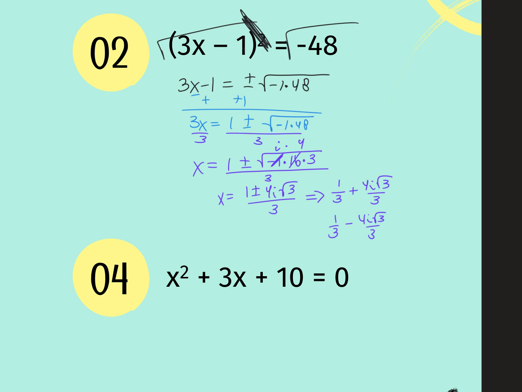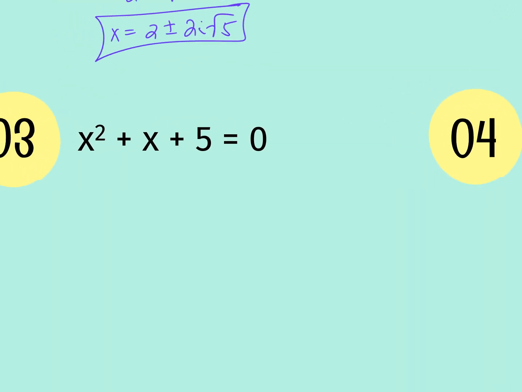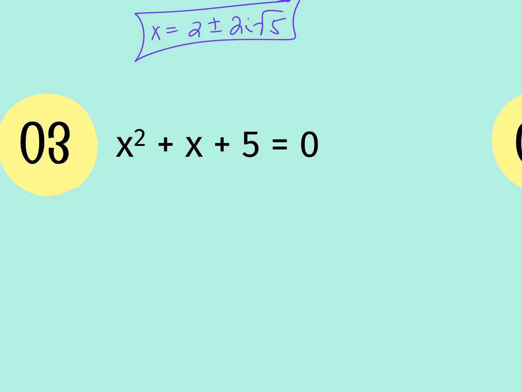All right, so that's where we take the square root of both sides. So if I look at something like numbers 3 and 4, these are both set up the exact same way. This is just a quadratic equation. How do you know it's a quadratic? Perfect. Highest exponent is 2.